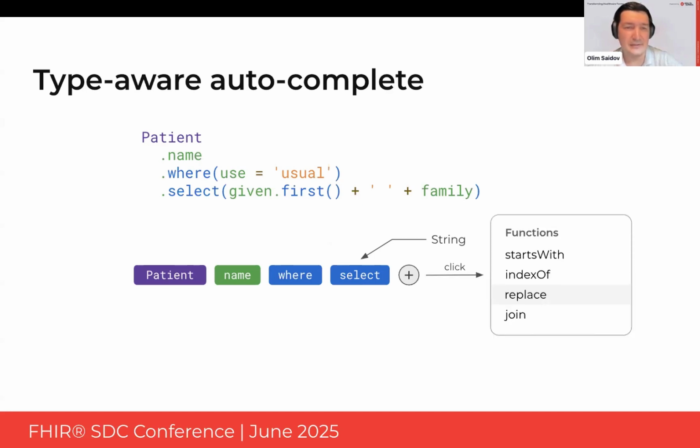After that, when you click the plus button, which corresponds to adding a new token, the system suggests string-specific functions, which are startsWith, indexOf, replace, or join. These wouldn't make sense on patient or human name, so they do not appear until we have a string. This type tracking happens continuously as you build. Every token selection updates the current type, and the next set of available tokens reflects that type.